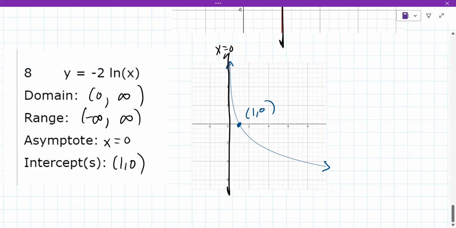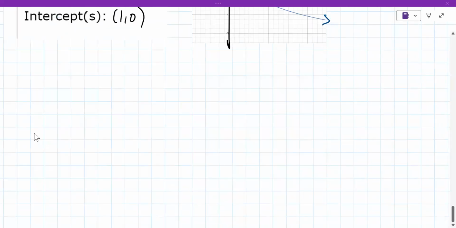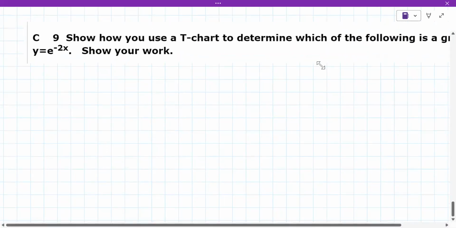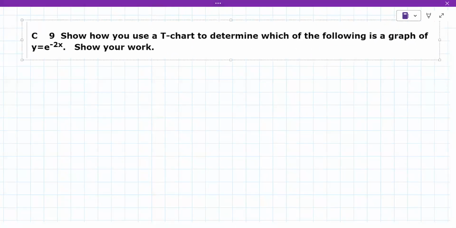All right, number 9. Number 9 is one of the first multiple choice questions that we've seen besides the reviews. So let me snip it in here. It says, use a t-chart to determine which of the following is a graph of e to the minus 2x. Okay. So let me just look at the graphs here.